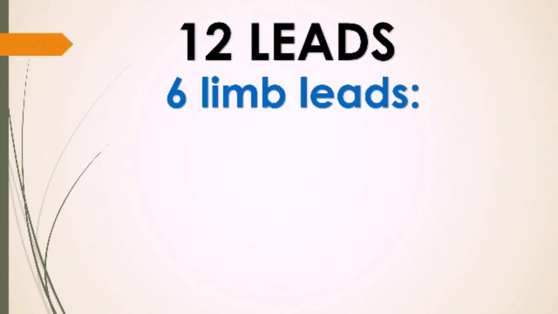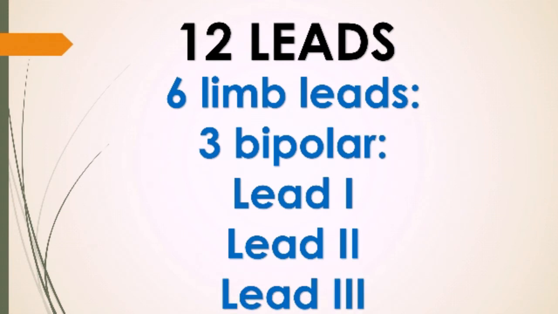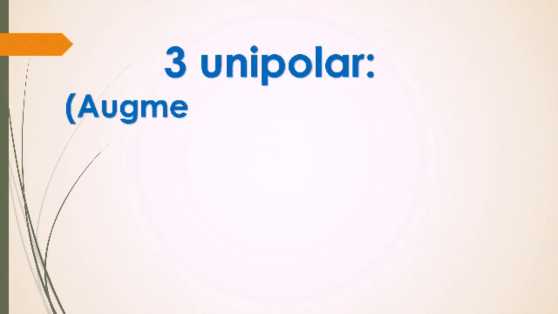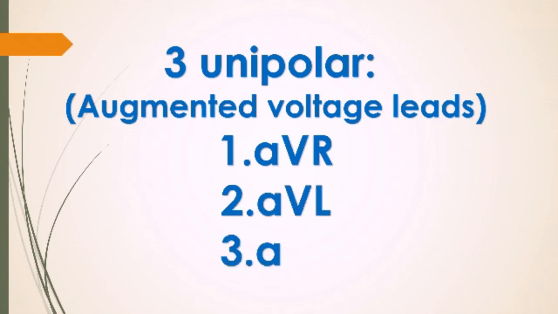First of all, there are 6 limb leads, 3 of which are bipolar. In the bipolar we have lead 1, lead 2, and lead 3. The other 3 are unipolar leads, all named augmented voltage leads: AVR, AVL, and AVF. AVR stands for augmented voltage right arm lead, AVL for augmented voltage left arm lead, and AVF for augmented voltage left foot lead. Those are 3 unipolar leads. Adding the other 3 bipolar leads, in total there are 6 limb leads.